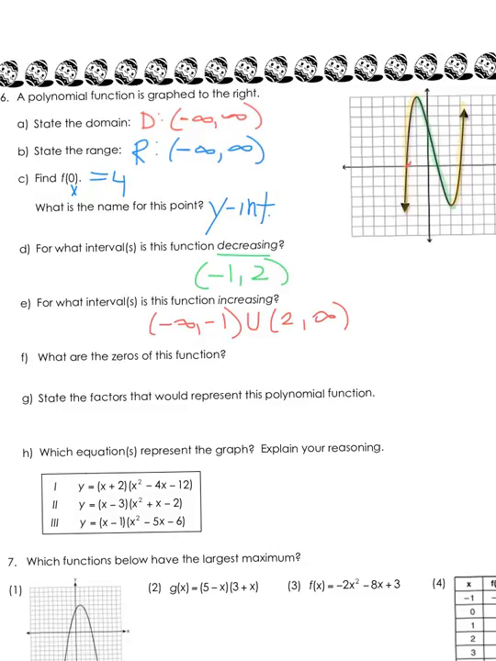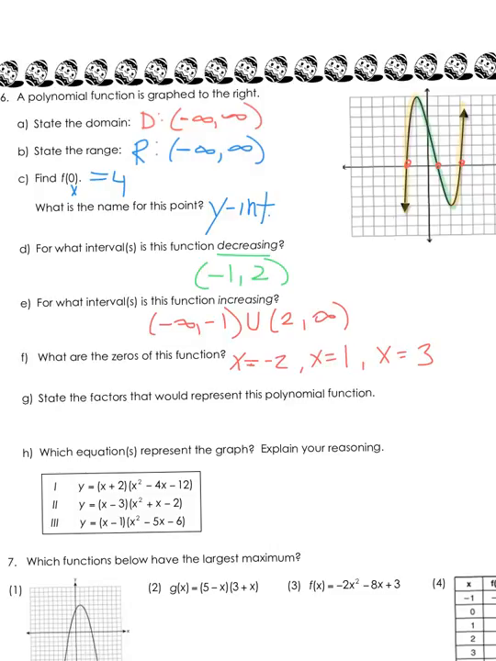Well, the zeros are going to be where it hits the x-axis. So I'm looking at those three values right there. I'm looking at x equals -2, x equals 1, and x equals 3. Those are the zeros of the function.